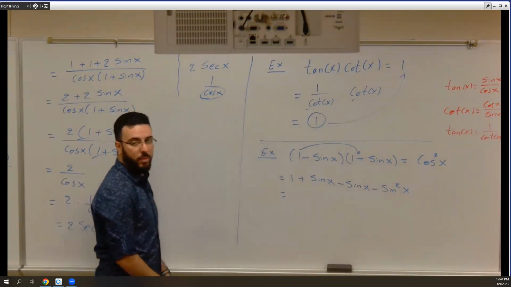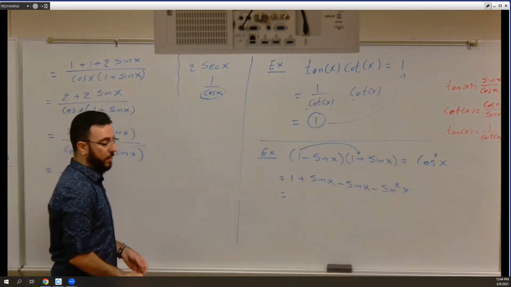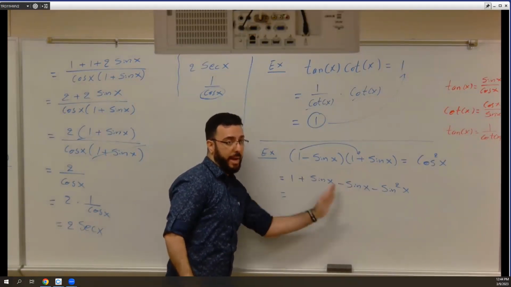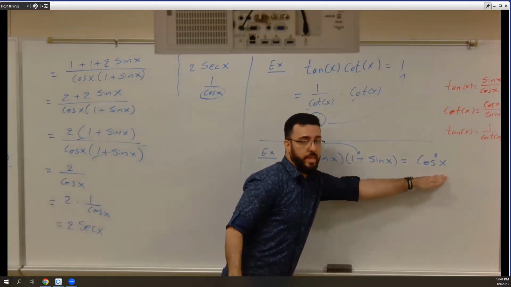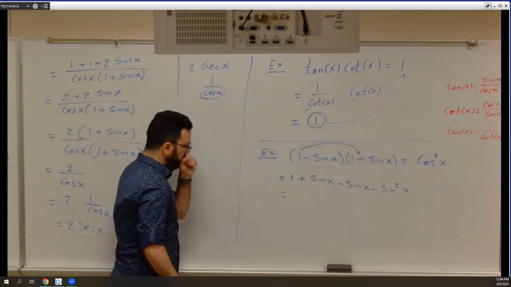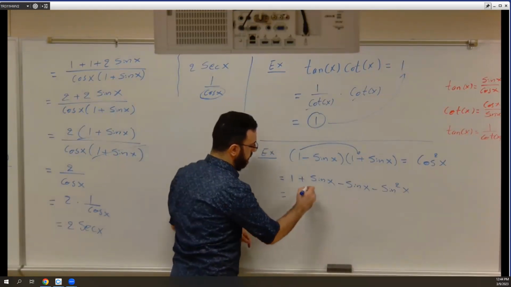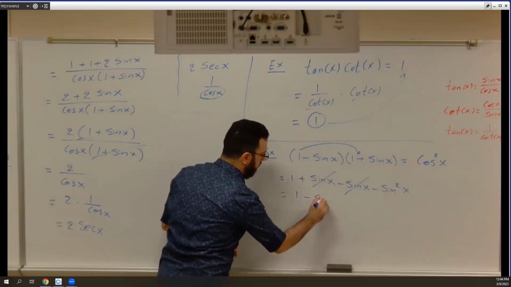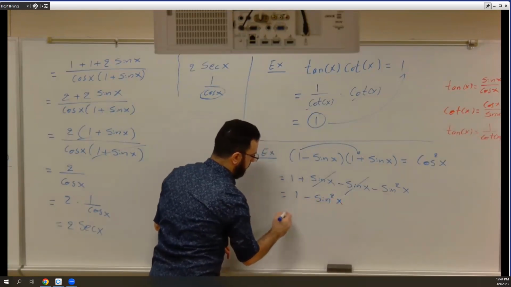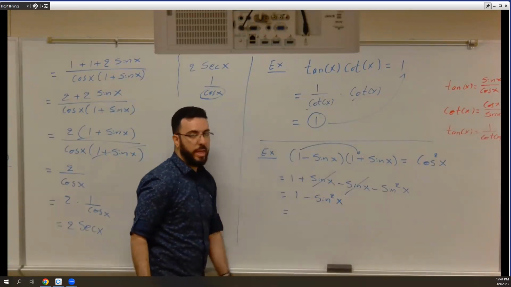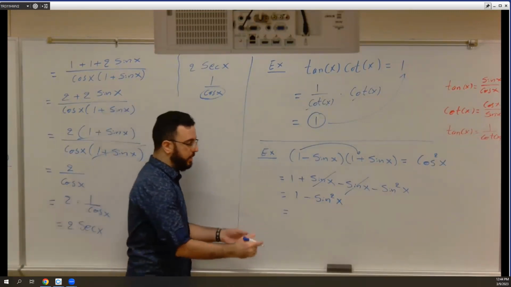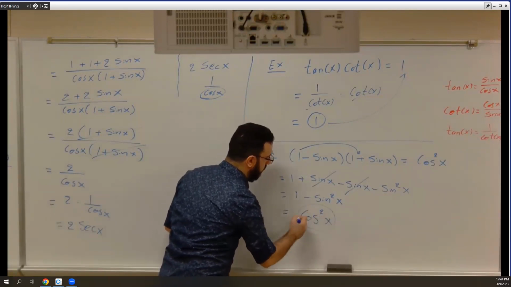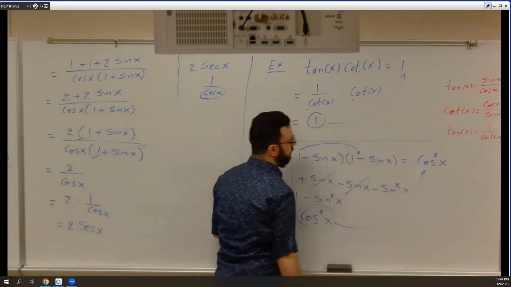Yes or no? So always I'm gonna start from the left side, and my goal is to get equal to the right side. Now can I cancel these? Yes. What's left? 1 minus sine square x. 1 minus sine square x is what? Cosine square x. You see? You got equal sides.